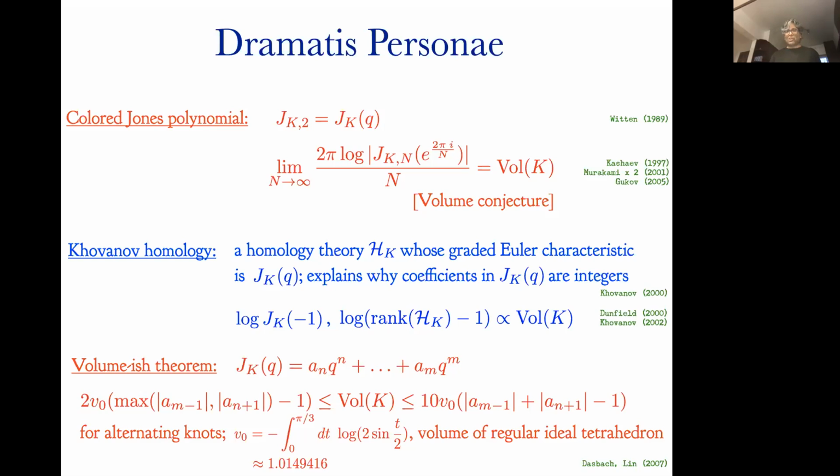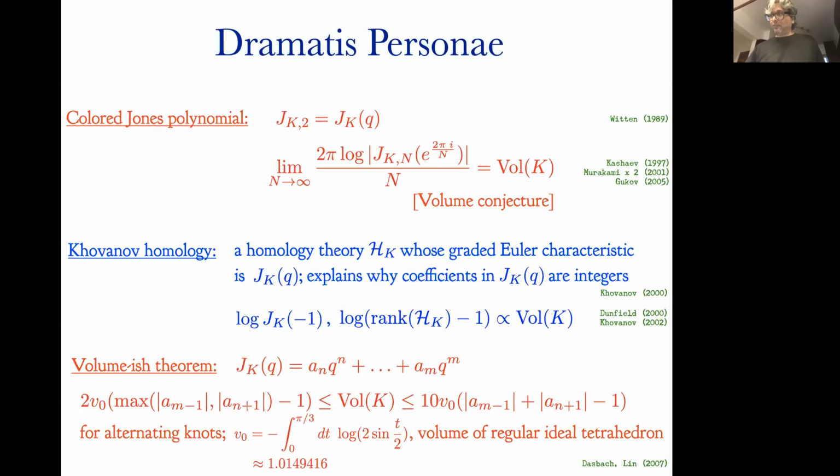Khovanov, who developed this apparatus of homology, determined that if you take the rank of this homology, that is to say you sum the Hodge numbers, that's also proportional to the volume. An analytic result is called the volumish theorem. It puts a bound on the volume of the knot complement to lie between a lower bound and an upper bound determined by the coefficients that appear in the Jones polynomial. The coefficients that appear in the volumish theorem are the penultimate coefficients on each side.